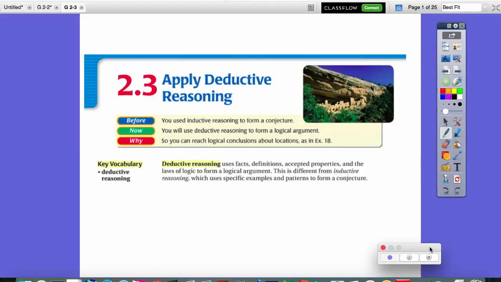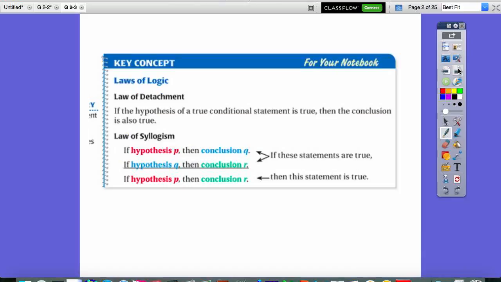8.3. I know the title of the lesson is Applying Deductive Reasoning. I am not going to be so concerned in our lessons in terms of you knowing the difference between deductive reasoning, which is using properties and laws of logic, versus inductive reasoning, which is looking at examples and patterns. I'm just going to require you to do it in terms of solving problems and writing proofs.